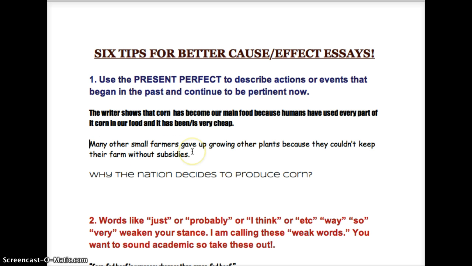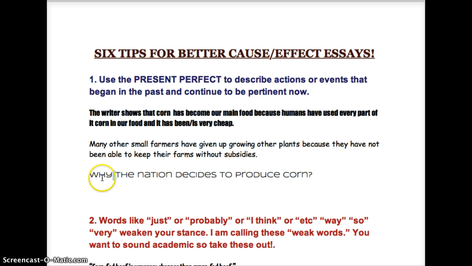Many other small farmers gave up growing other plants. Now, this happened in the past and has happened up until now. So many other small farmers have given up growing other plants because they have not been able to keep their farms without subsidies.